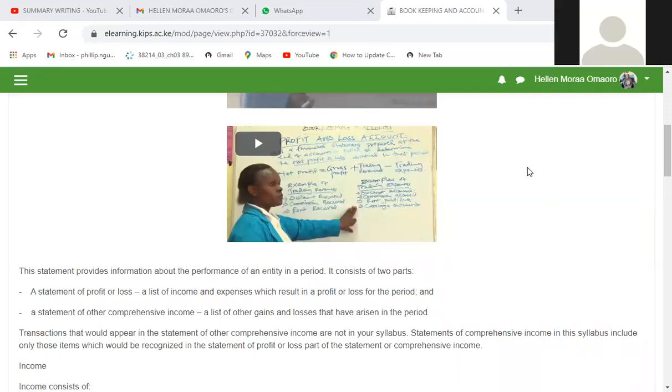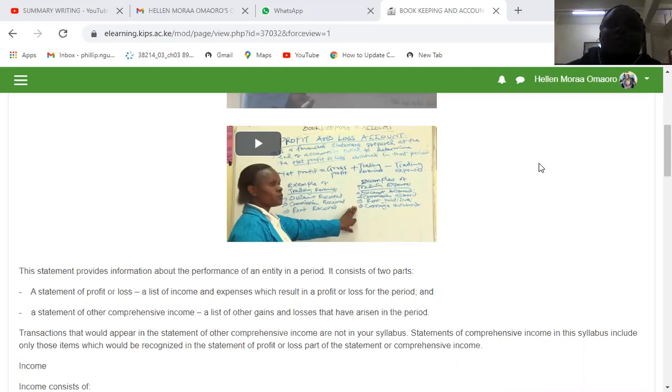The goods which the customers return to the business after they have already bought from you. Yes, the customers are returning to the business. That's what we mean when we say return inwards.